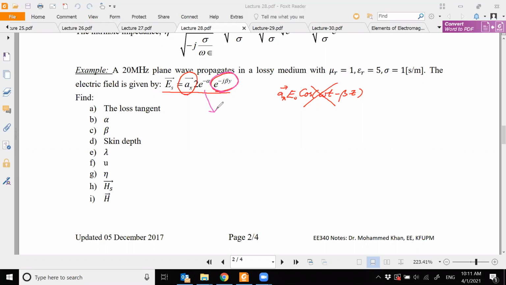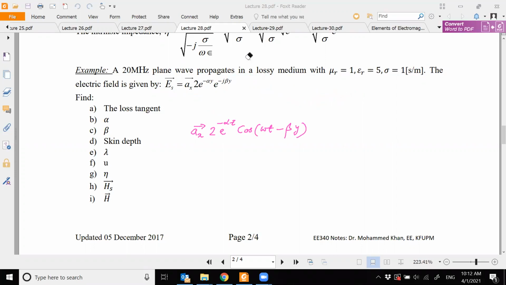Because if you convert this into the time domain, you multiply with e power j omega t and take the real part, which will be equal to a_x 2 e power minus alpha y cosine of omega t minus beta y. Sorry, not alpha z, alpha y.